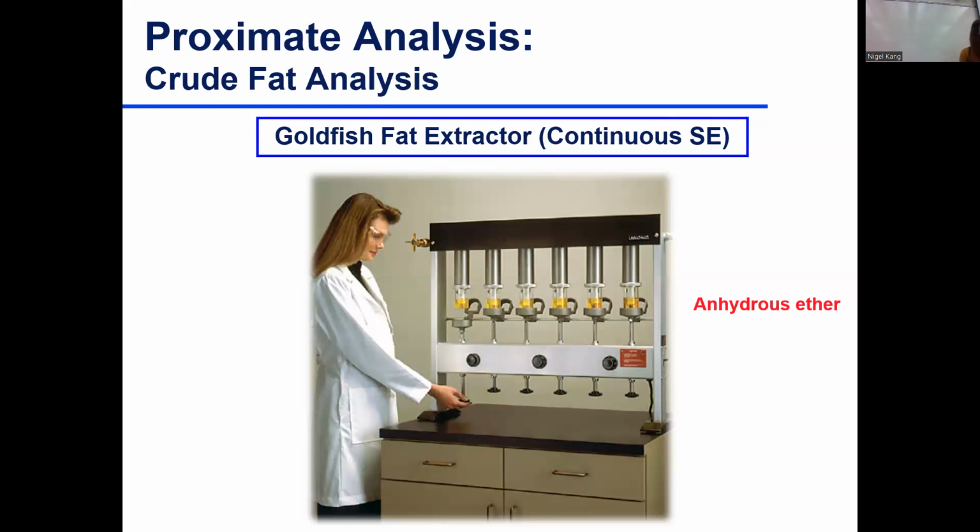But this method is continuous. It's a little bit faster than the semi-continuous Soxhlet method. And it's a common method.